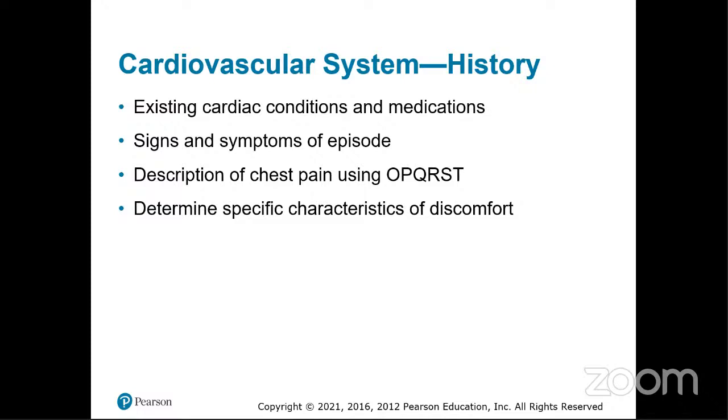So they're not mentating right. Some other things we'll ask: determine the chest pain using OPQRST. So for chest pain, when did it happen? O for onset, when did it happen? Okay. Provocation is what were you doing? Were you out shoveling snow or were you just sitting in your chair? Quality, describe the pain to me.